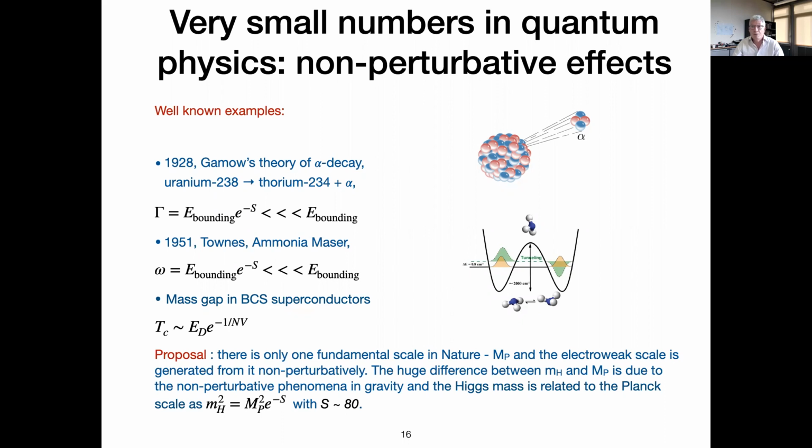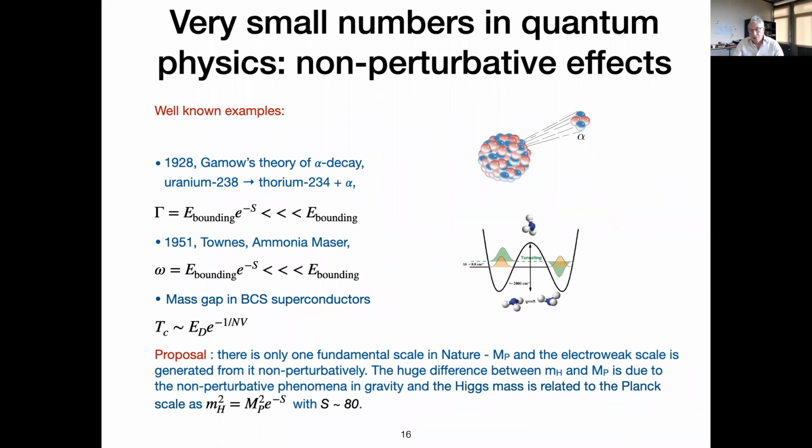Yes, we do know plenty of examples where small numbers appear. So there are examples associated with quantum tunneling. For instance, if you consider the decay of heavy nuclei, alpha decay of uranium, then the decay rate is suppressed by the tunneling exponent. The alpha particle, when it goes out of the nucleus, has to tunnel through some barrier, and that makes this process perturbatively impossible. We have to estimate this tunneling exponent, and then this is a small number.